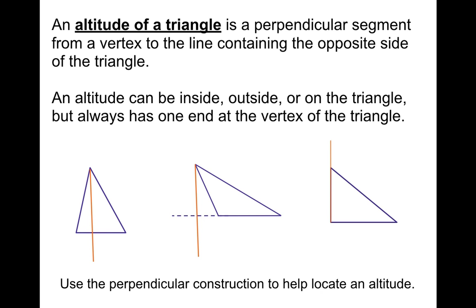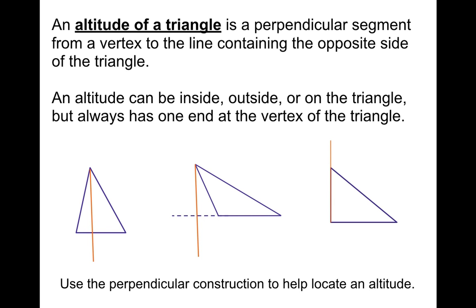And the 4th thing to talk about today is what an altitude is. An altitude is a perpendicular segment from a vertex to the line containing the opposite side of the triangle. Now, what the heck does that mean? Well, you can't just say that it goes perpendicular to the side of the triangle, because depending upon what kind of triangle it is, you might not be able to do the perpendicular inside the triangle.